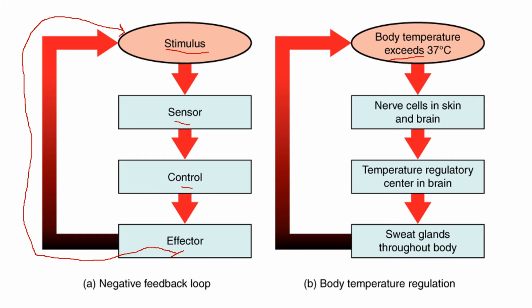The nerve cells on the skin sense the heat. Okay, the temperature regulatory control center in the brain is like, okay, we're getting too hot. We don't want to get too hot. And then you have your sweat glands opening up. What happens is that's going to release sweat onto your skin, and you want the water to evaporate from your skin, in an attempt to cool off the body.